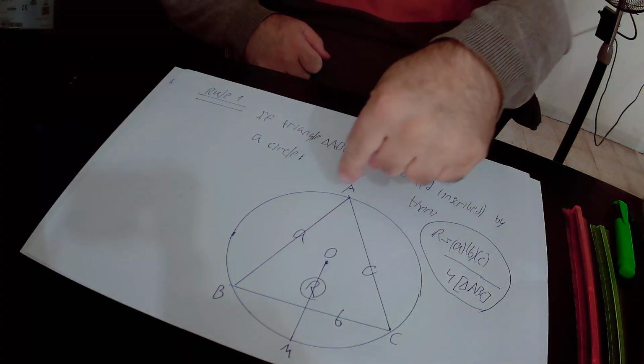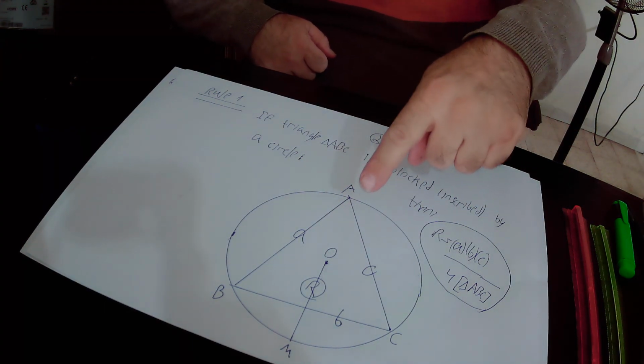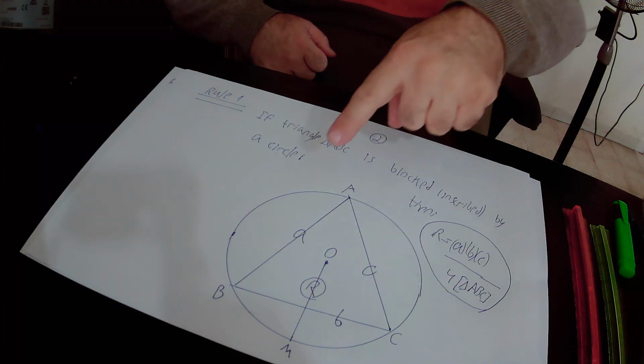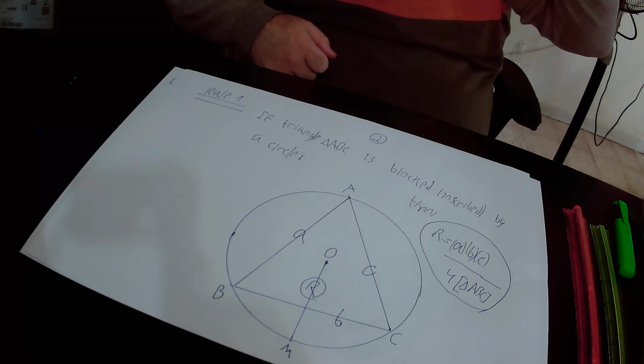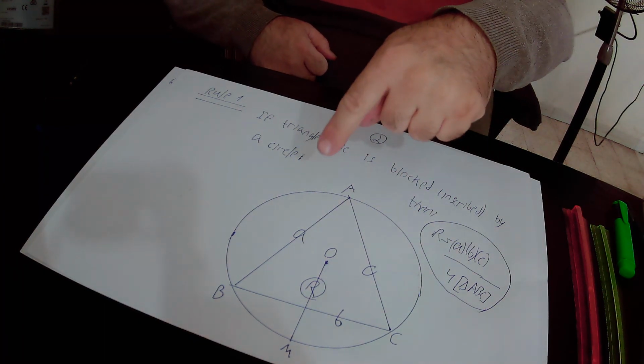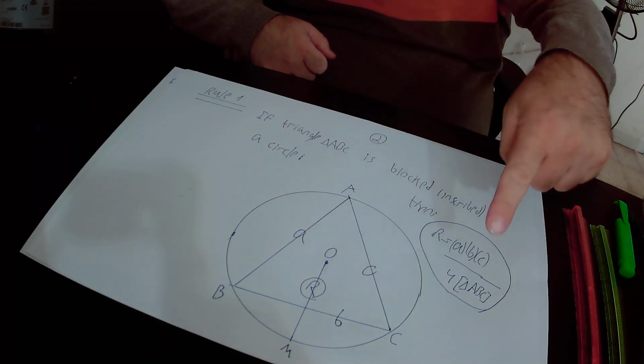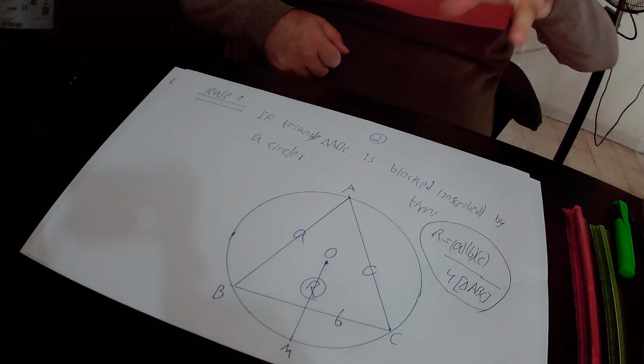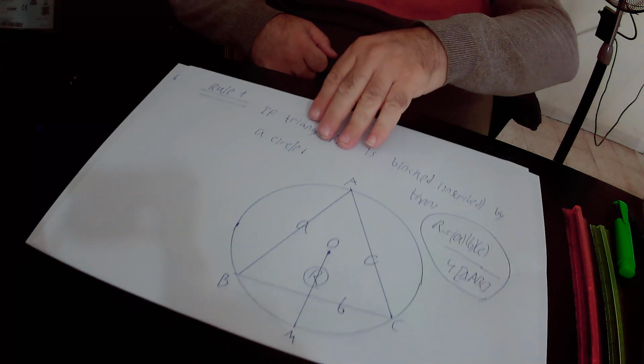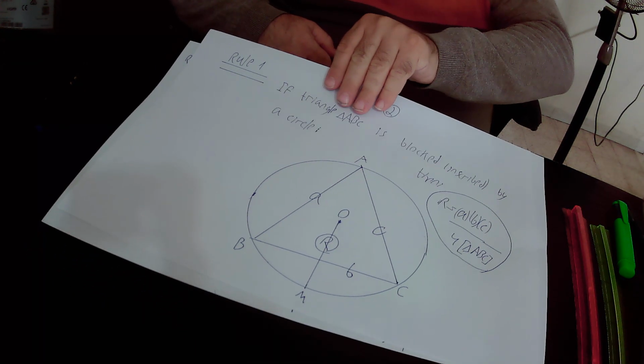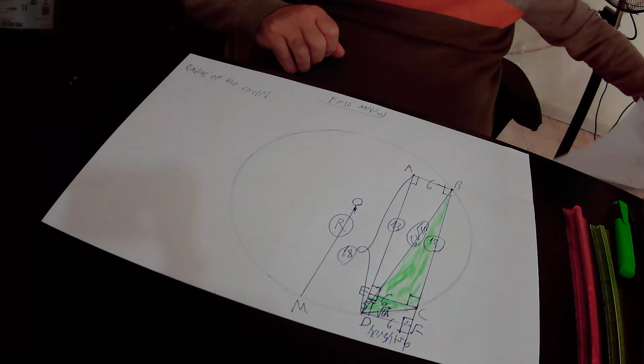We define the radius of this circle as capital R, therefore the radius will be equal to A times B times C, that is the multiplication of the side lengths of the triangle by each other, over 4 times the area of this triangle ABC that is blocked by the circle. So we can implement rule number 1 in our drawing.